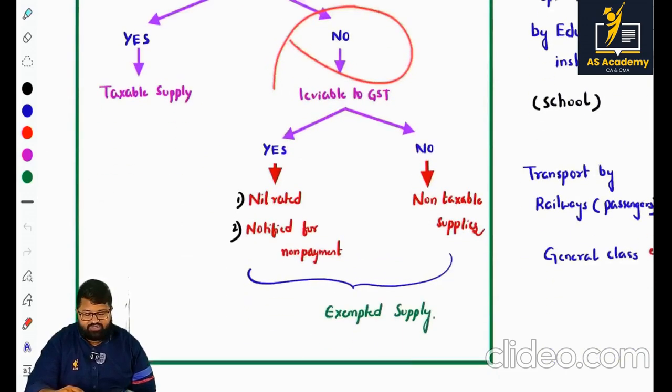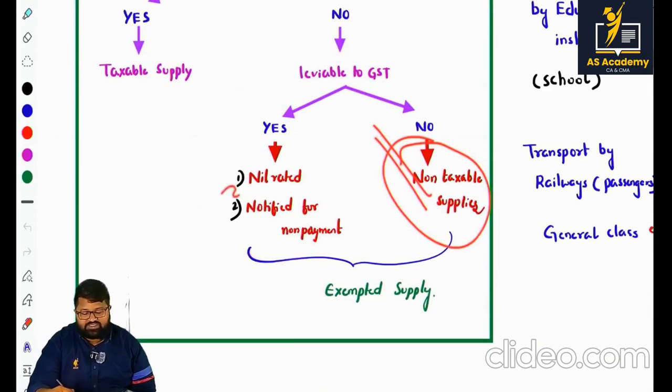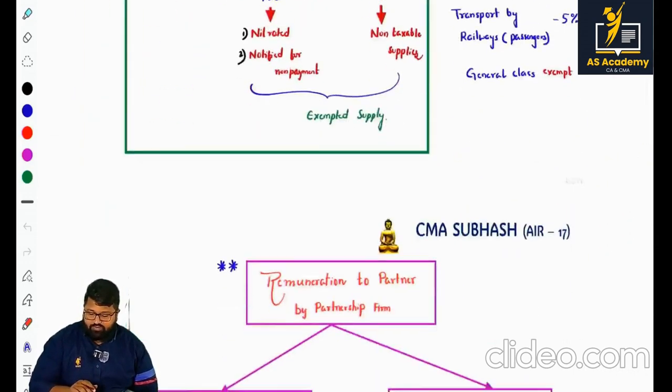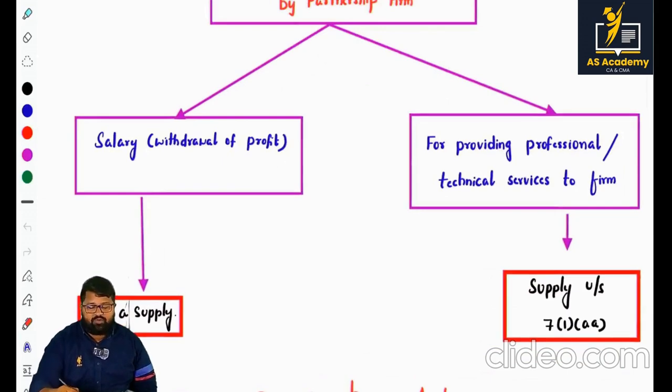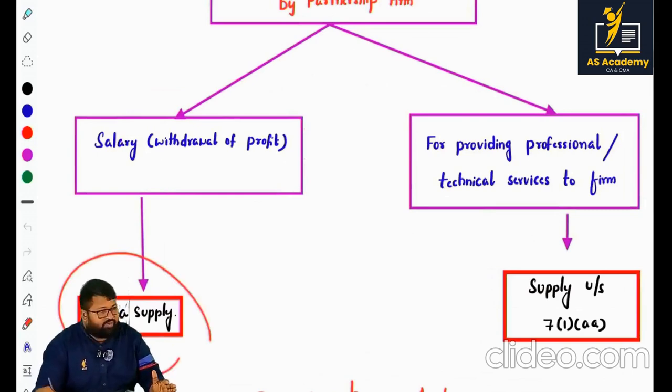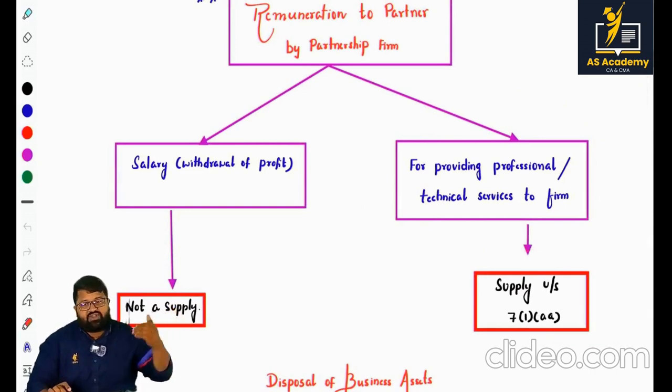If it is not liable, it can be two categories. What are those two categories, ma? First one is non-taxable supplies. The other is nil rate or notified non-payment. Okay. Next, remuneration of a partner. So salary is withdrawn for profit. And here he is not giving any service. Then it is not a supply. But here he has provided some sort of service. For that he is receiving. Then it is supply. Okay.